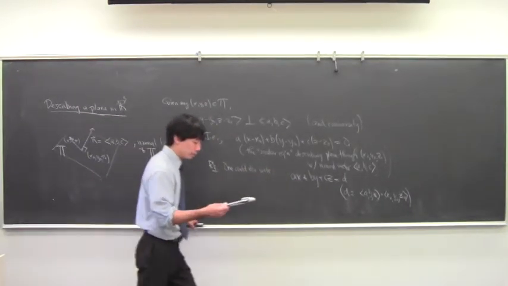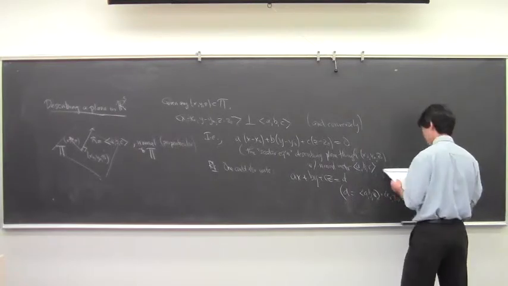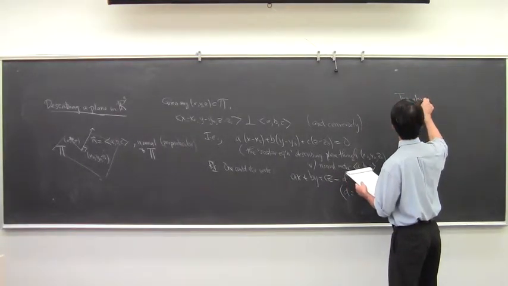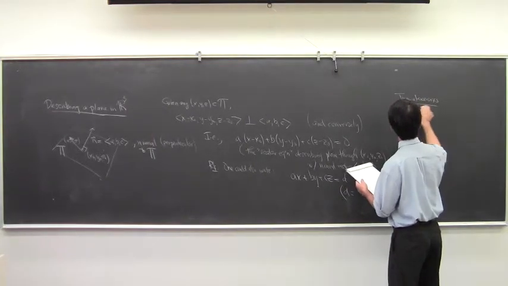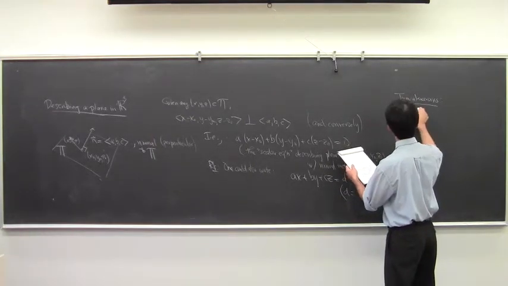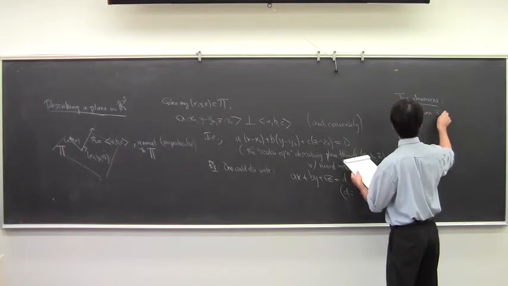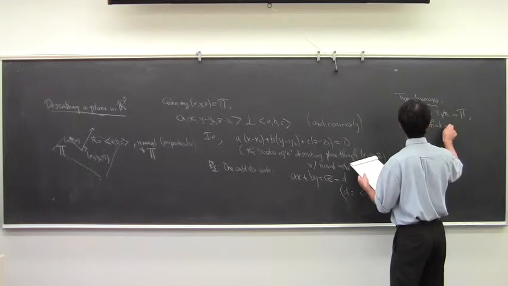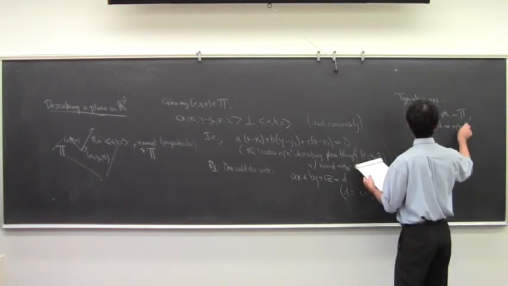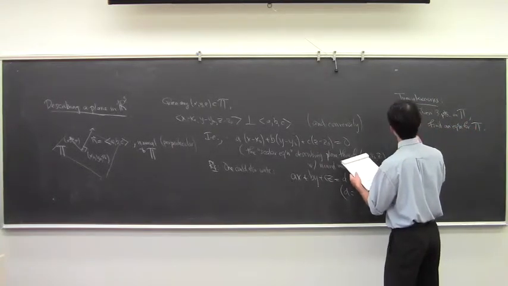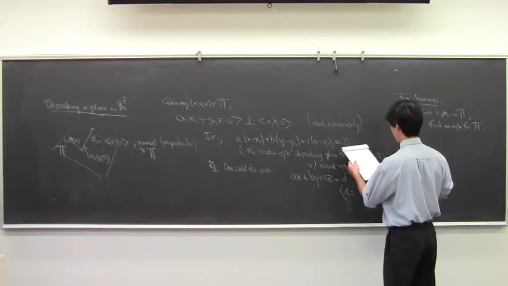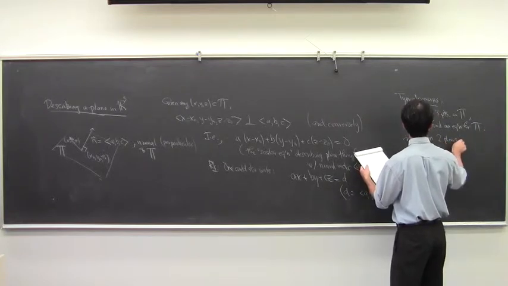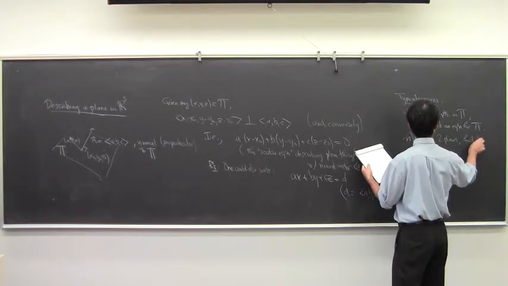Okay. And the typical sorts of exercises are as follows. Typical exercises. One, given 3 points on pi, find an equation for pi. 2, given 2 planes, find the angle between them.